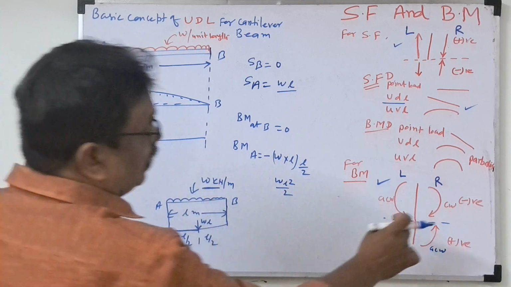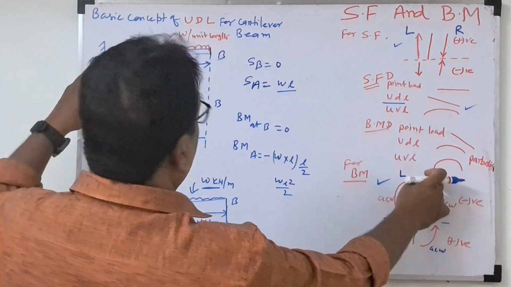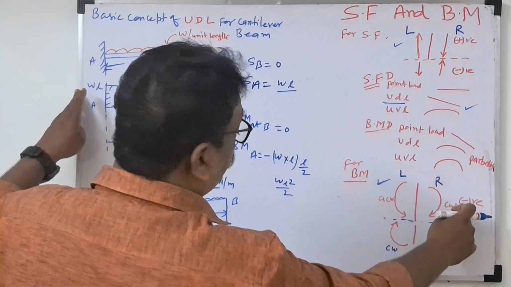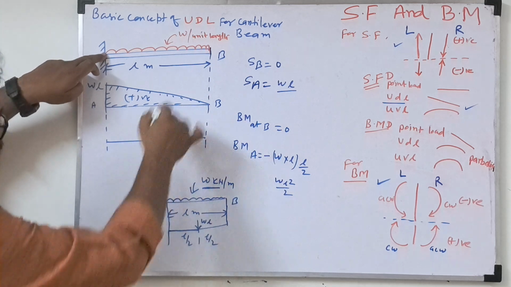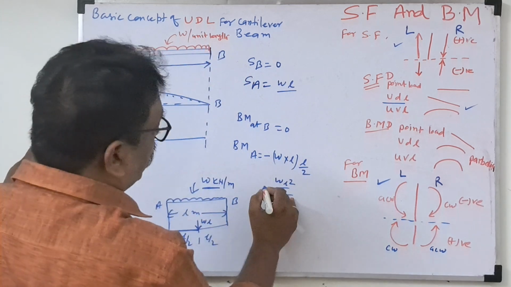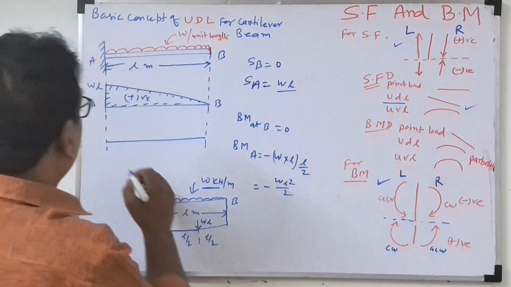Because for the bending moment diagram we are taking from the right side, a clockwise direction will be negative. So taking the moment about this point, it rotates clockwise, so this is negative. So this will be the bending moment diagram.